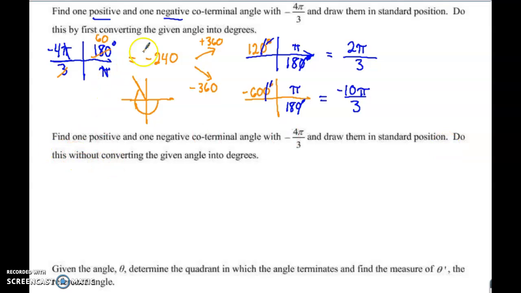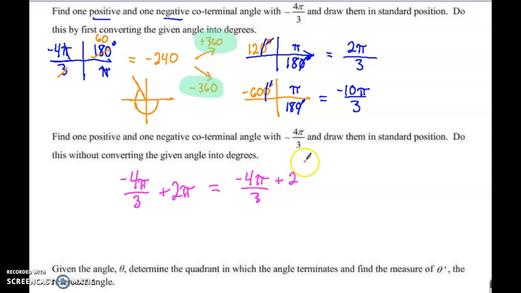If you think about it this way, instead of adding 360 and subtracting 360, well, what's equivalent to 360 in radians is 2 pi. Well, the problem is they don't have the same denominator, so you need to get the same denominator. Well, what's equivalent to 2 pi with a denominator of 3? It would be 6 pi over 3. So negative 4 pi plus 6 pi would give me 2 pi over 3. You can see that answer matches up.